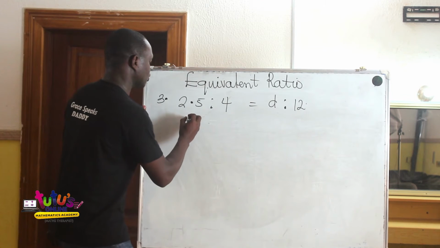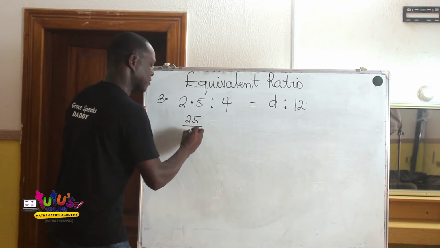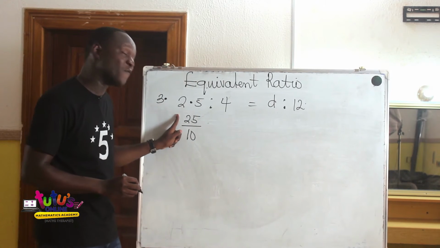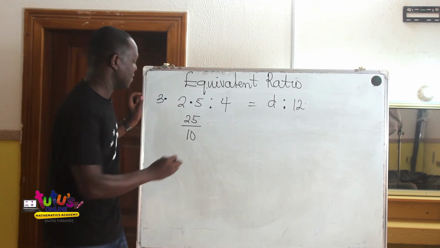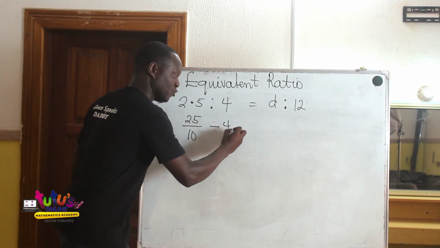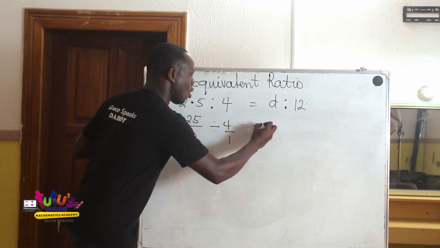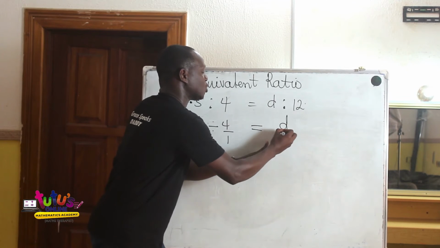See, this is 25 over 10. Remember, we said if we're given a decimal, convert to fraction. Ratio simply means what? Divide. So it's divided by 4. You can put over 1 here. Equal to, this gives us what? D over 12.